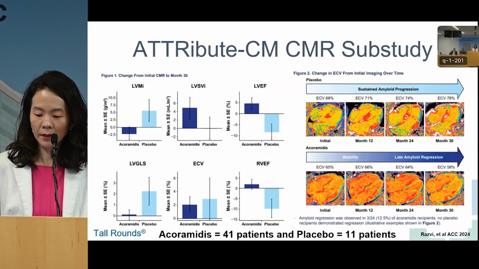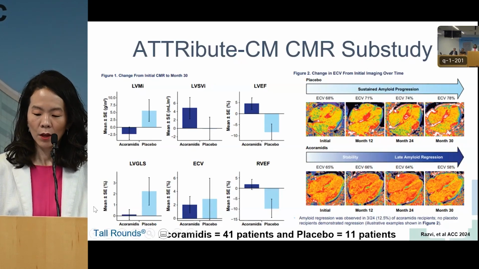Okay, this was a recent study that was presented at ACC looking at acoramidis, and again demonstrating that you can see improvement in LV mass, stroke volume, EF, strain, ECV, and also RV function with this second generation agent. It's also a stabilizer. But I thought this was really interesting.